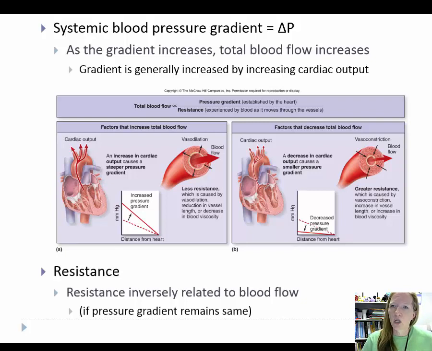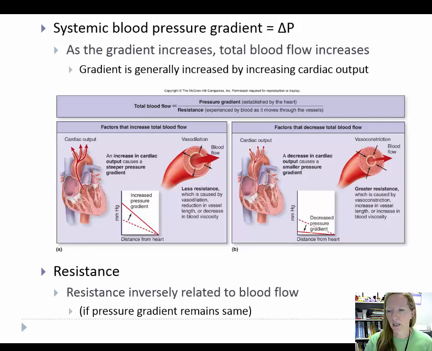So let's take a look. As the blood pressure gradient increases, total blood flow is going to increase. And usually the way that you can increase blood pressure is through an increase in cardiac output. So that's what it's showing right here. If you increase cardiac output, you actually have a steeper pressure gradient. It gives you a bigger pressure gradient, and that's going to help increase blood flow. But that's assuming that your blood vessels are staying like they need to as well.